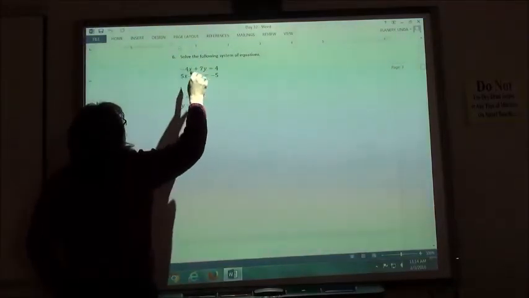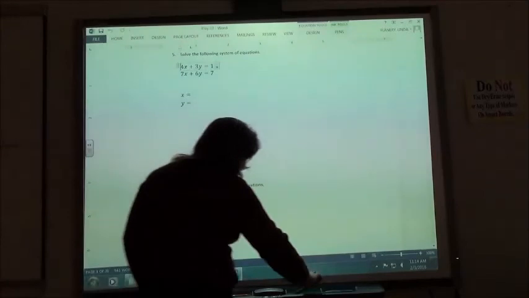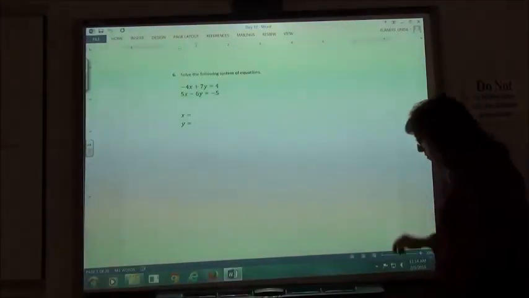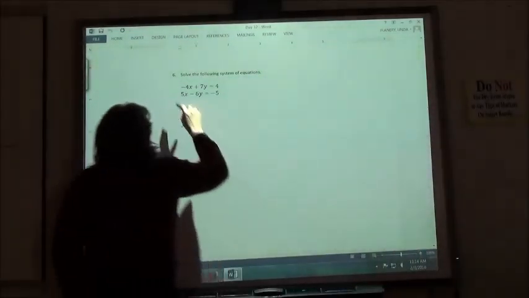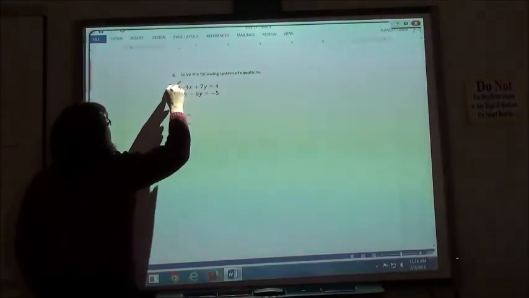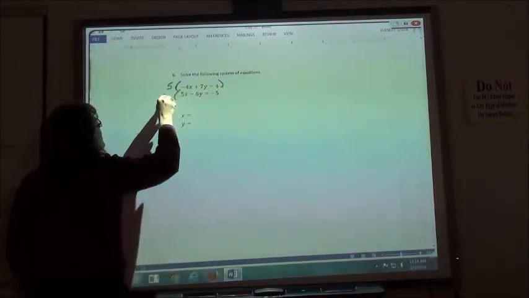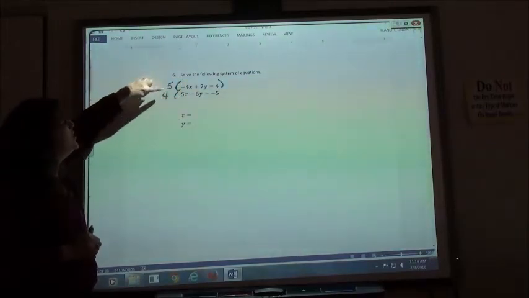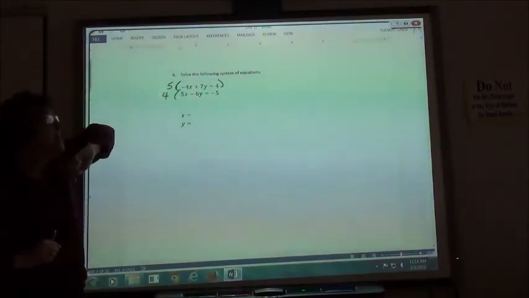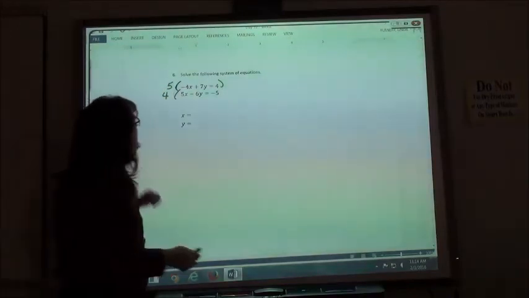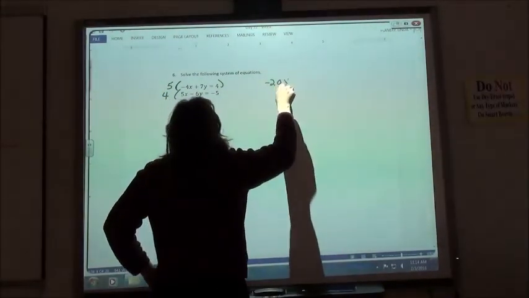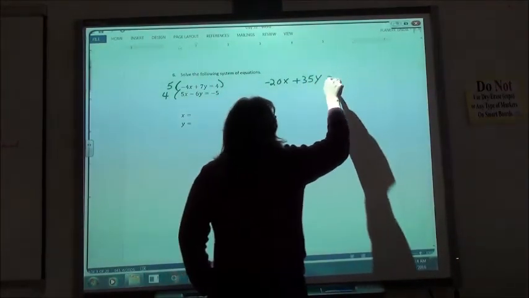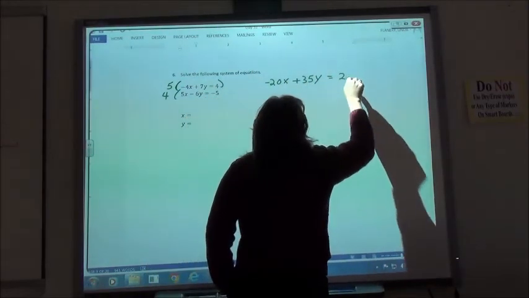I'm going to take my top equation times 5. I'm going to take my bottom equation times 4. Again, I don't want my signs to change, so both of these numbers out here should be positive. 5 times -4x is -20x. 5 times 7y is +35y equals 5 times 4, which is 20.